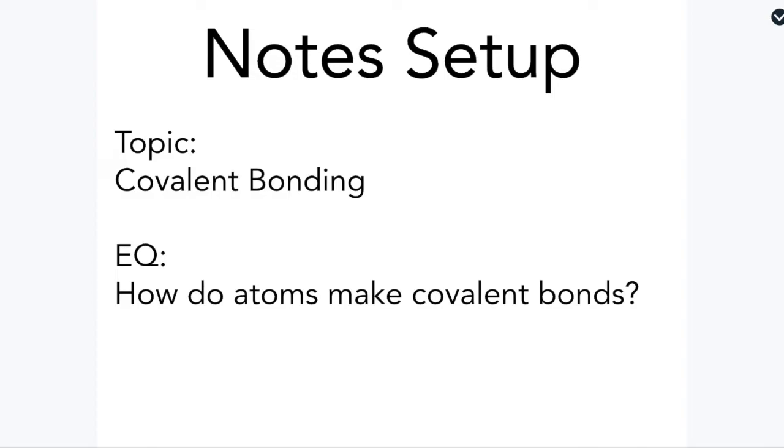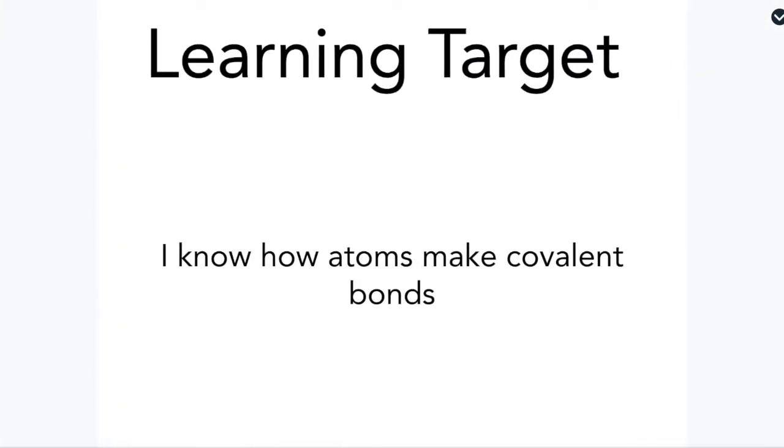So, I want you to go ahead and set up your notes for today. The topic of our notes is covalent bonding, and the essential question is: how do atoms make covalent bonds? Go ahead and pause the video, get your notes set up, and then we will continue. Our learning target for today is: I know how atoms make covalent bonds.